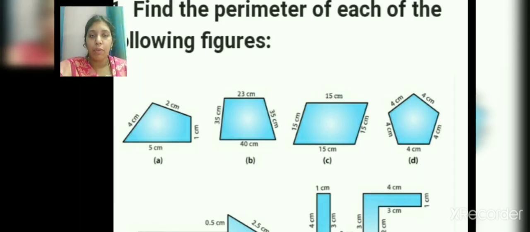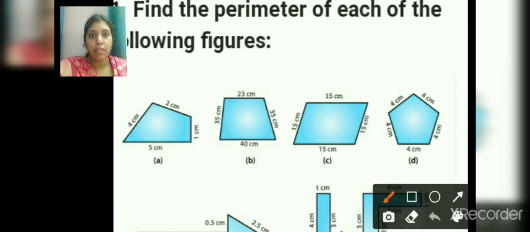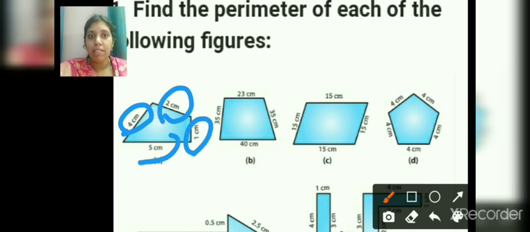Exercise 10.1, question number 1. Find the perimeter of each of the following figures. So we have to find the perimeter. How can we find it? We have to add all the sides. For the first figure, the sides are given, so we add all the sides. 4 plus 2 is 6, 6 plus 1 is 7, 7 plus 5 is 12. So we have 12 centimeters. Clear, children? Next figure.